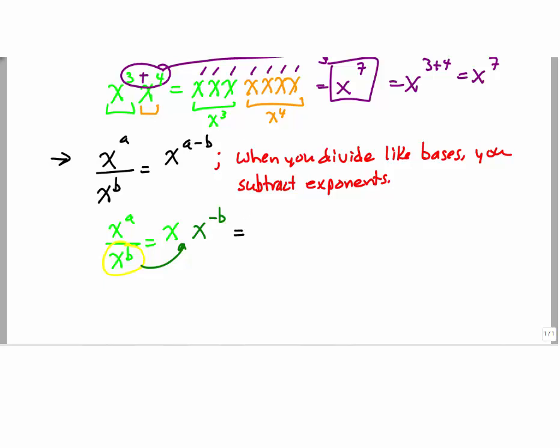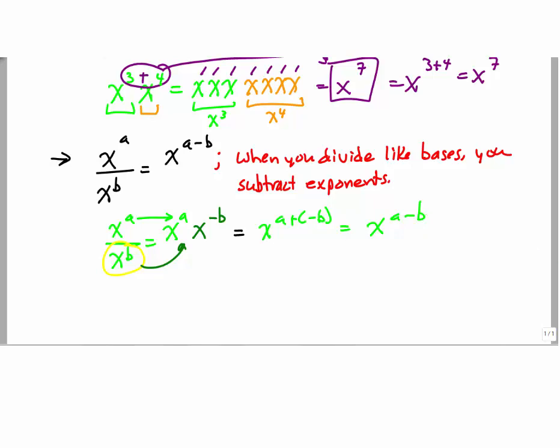When you multiply like bases, don't forget that there's an x to the a here. When you multiply like bases, you add the exponents. So I have x to the a plus a negative b, which is just x to the a minus b. So that's our rule. When you divide like bases, you subtract exponents.